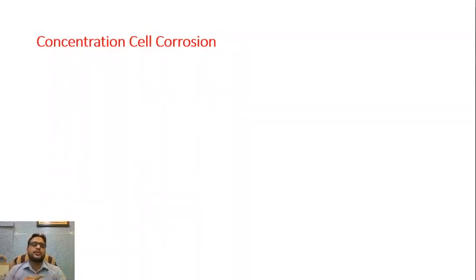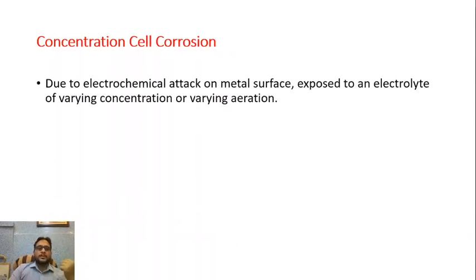Now let us move on to concentration cell corrosion. Concentration cell corrosion is a very important and very common type of corrosion. This type of corrosion occurs due to electrochemical attack on the metal surface when the metal is exposed to varying concentration of electrolyte, or to varying aeration. Unlike galvanic corrosion, concentration cell corrosion occurs in a single type of metal. As we have already discussed, galvanic corrosion occurs when two dissimilar metals are in electrical contact, while in the case of concentration cell corrosion, a single metal rod can experience it.